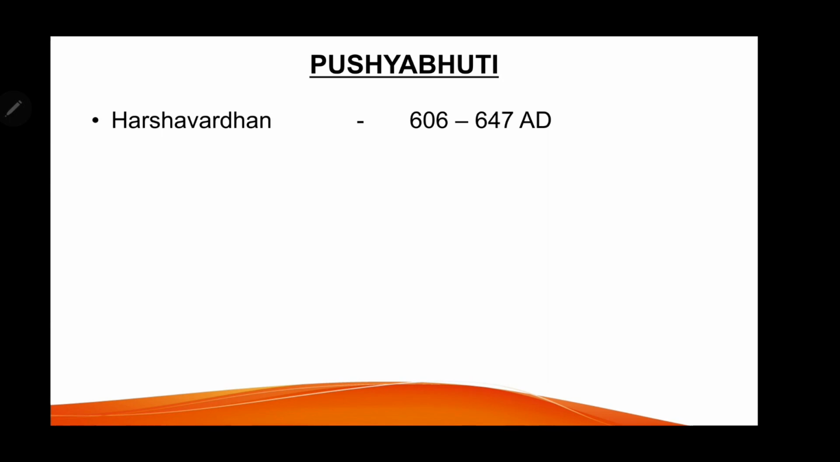Harshvardhan was a great king of northern India, of ancient India. During his time, one Chinese traveler, Hiuen Tsang, visited. Hiuen Tsang explained the contemporary history of northern India. Harshvardhan ruled from 606 to 647 AD, and he is considered the last Hindu king of India.